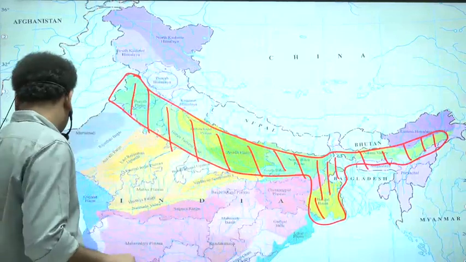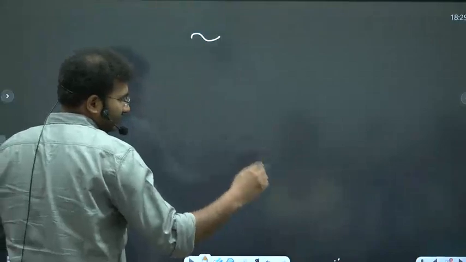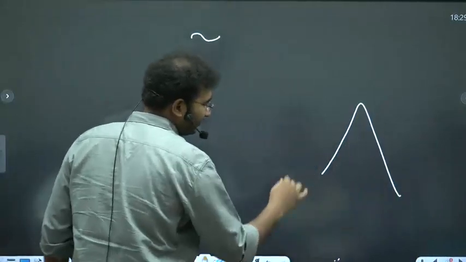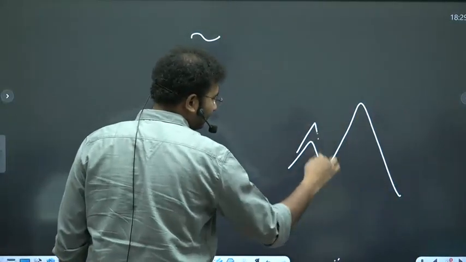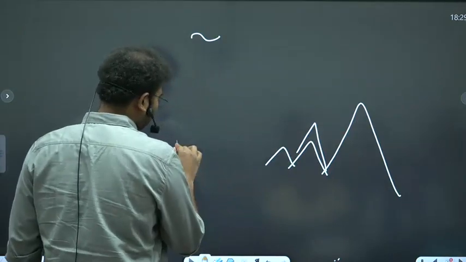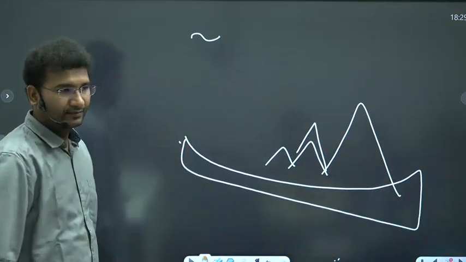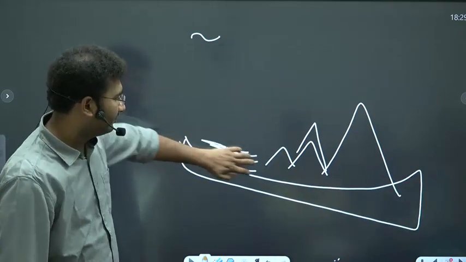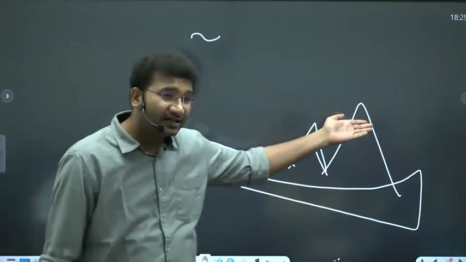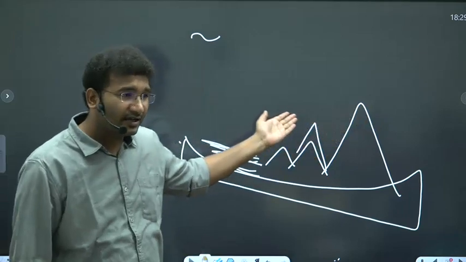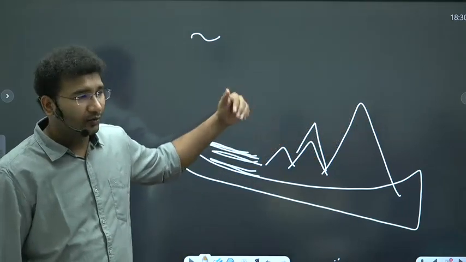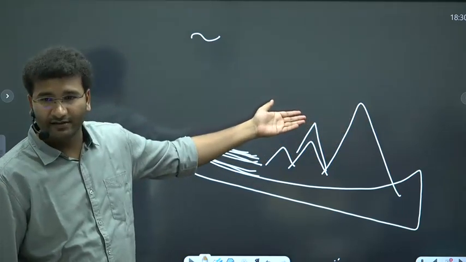Basically, what happened was, you had the Great Himalayas formed here, the Lesser Himalayas formed here, and then the Shivaliks formed here. Isn't this a foredeep that is formed? This is a foredeep, no? Now there are many rivers that come from the Greater Himalayas, Lesser Himalayas and Shivaliks. More and fresh rivers are formed after that.